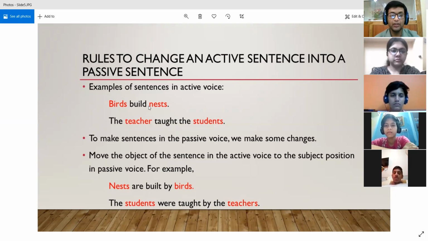So you can see, birds build nests. So what is happening? Birds is in the subject's place and nests is in the object's place. But in the passive voice, it has changed completely. So nests is present in the subject's place and birds has gone into the place of the object.